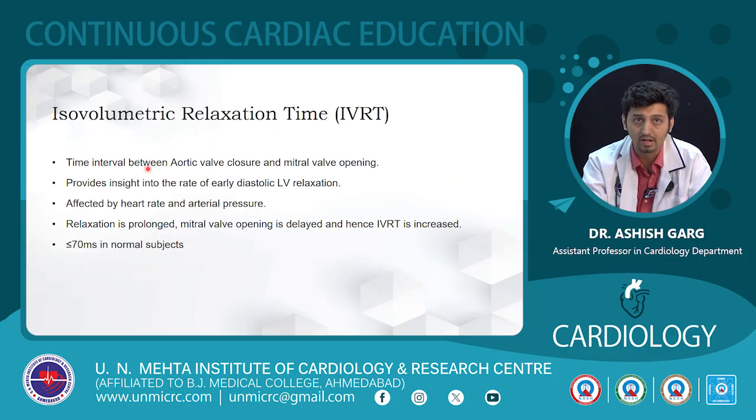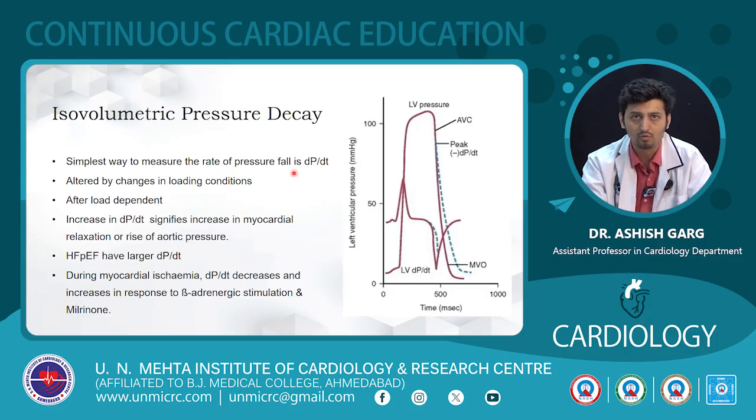As I mentioned earlier, IVRT is the time interval between the aortic valve closure and the mitral valve opening, and it provides an insight into the rate of early diastolic LV relaxation. If the relaxation is prolonged, the mitral valve opening is delayed and the IVRT is increased. Isovolumetric pressure decay is another measure, which is the rate of pressure fall, that is dP/dt, and it is afterload dependent. If there is an increase in dP/dt, it signifies an increase in myocardial relaxation. So HFpEF patients have larger dP/dt.